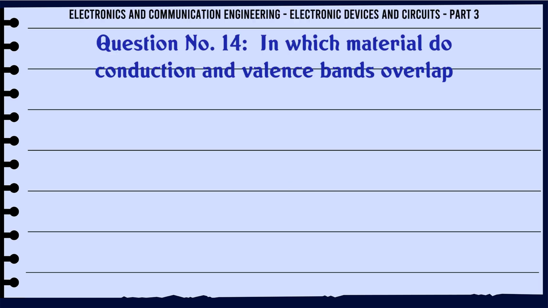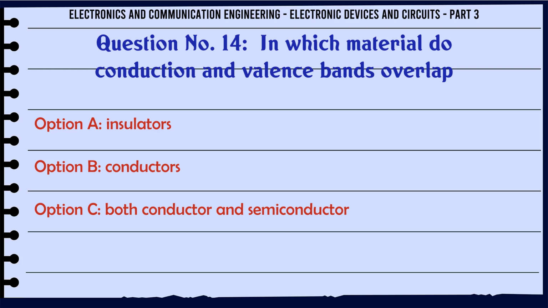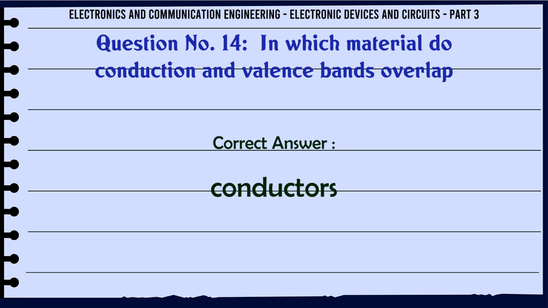In which material do conduction and valence bands overlap? A. Insulators, B. Conductors, C. Both conductor and semiconductor, D. Semiconductors. The correct answer is conductors.